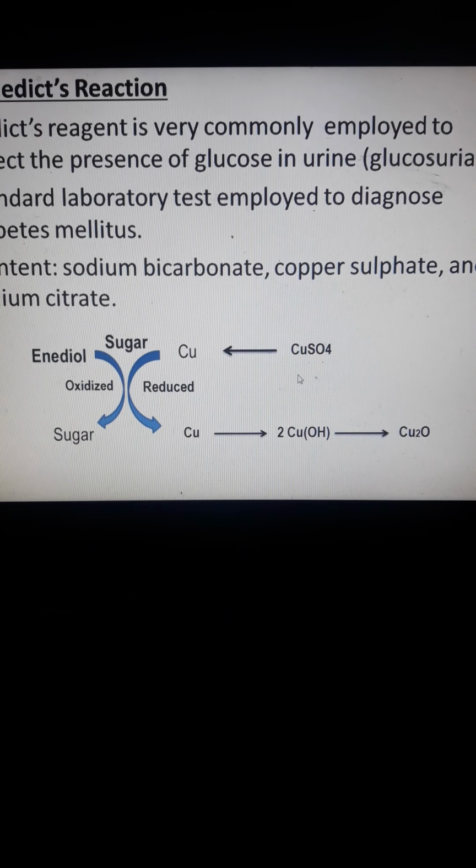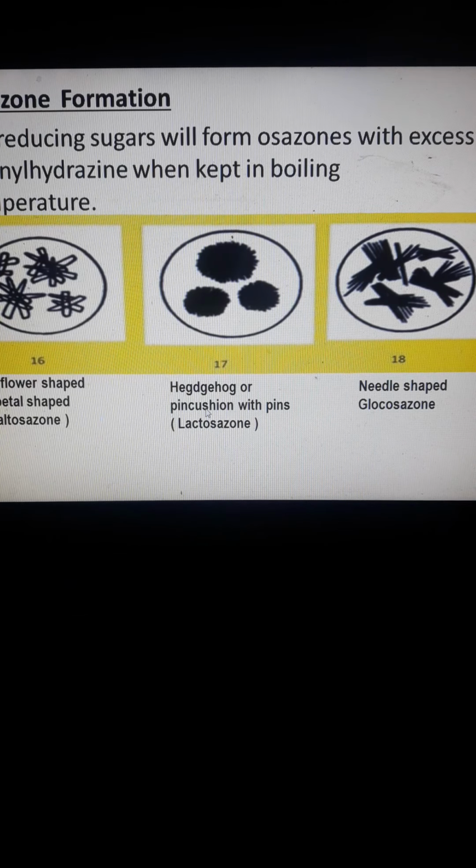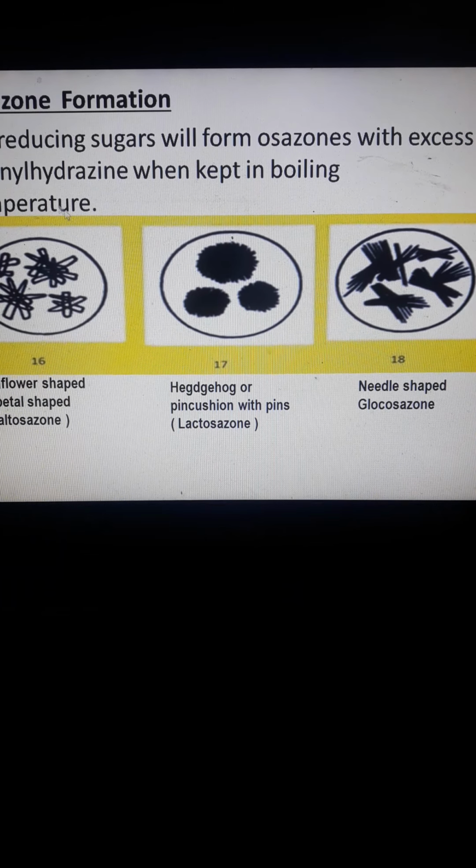Okay, so this is the mean. So once again, the reducing sugar will reduce copper sulfate to cuprous oxide. So this is the product, so reducing agent. So meaning once it is a reducing sugar, it converts copper sulfate to cuprous oxide. Okay, that is the reducing sugar. So oxidizing, yung enediol, pwede siya i-convert into sugar. Okay. Next, osazone formation. All reducing sugars will form osazone with excess phenylhydrazine when kept at boiling temperature.